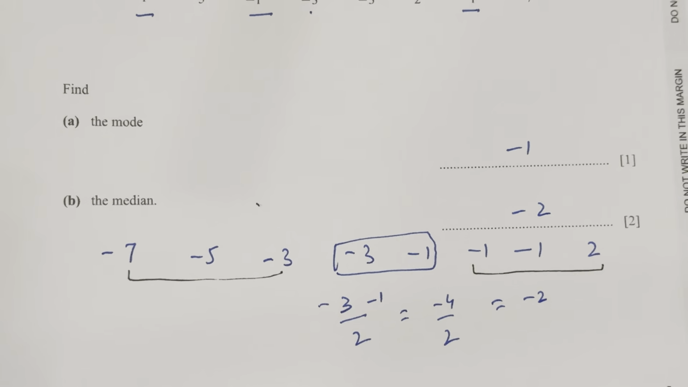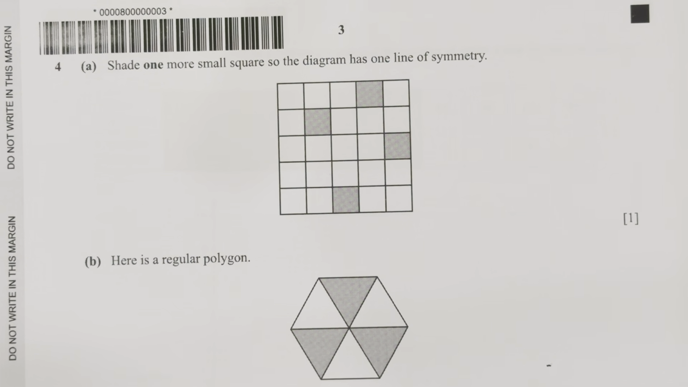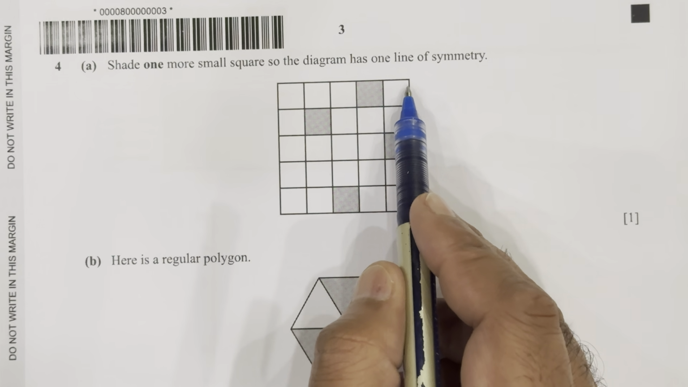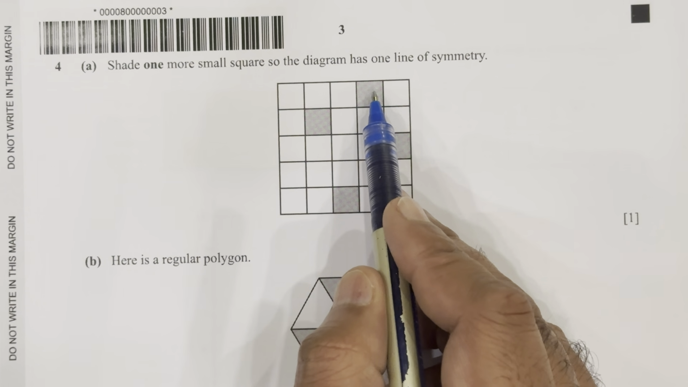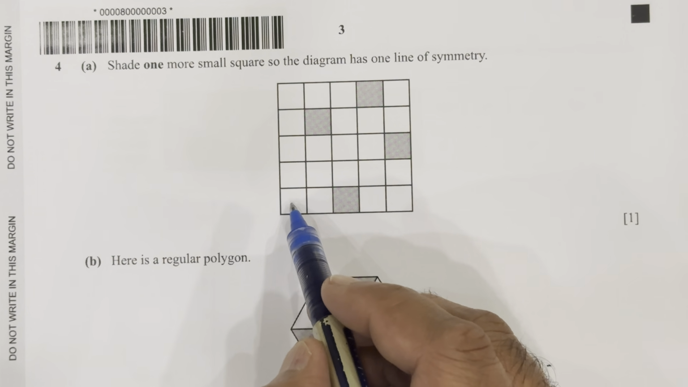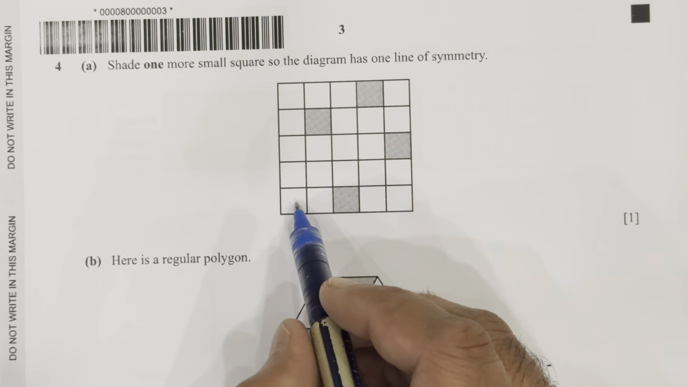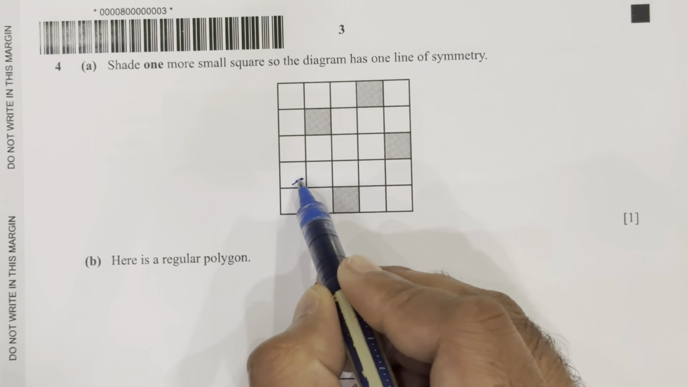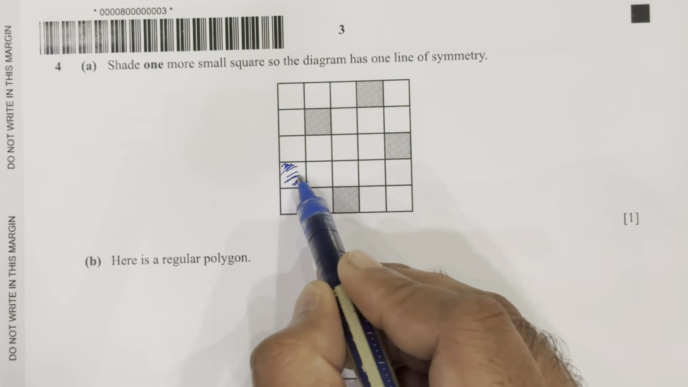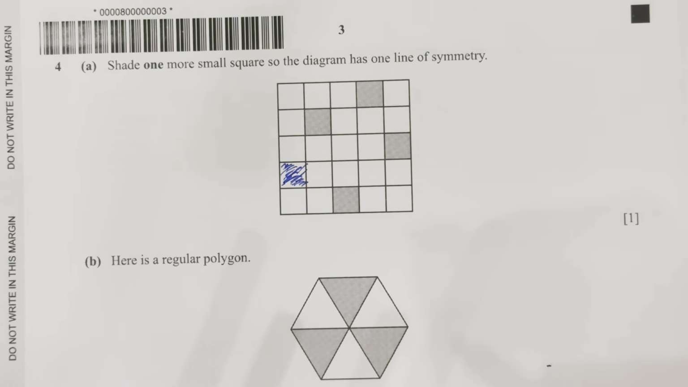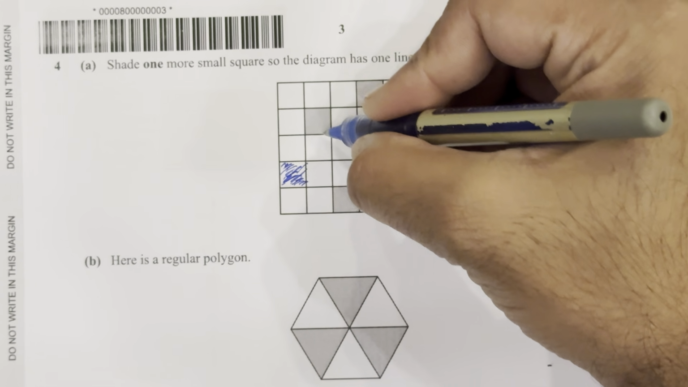Now moving to question number 4, that is from the topic of symmetry. Shade one more small square so the diagram has one line of symmetry. So it means we have to identify carefully which pattern we need to shade. As you can see over here, one box is empty and one box is filled, and one box here is unshaded and we can shade it. If we shade this box, then it has one line of symmetry, and the line of symmetry would be like that.